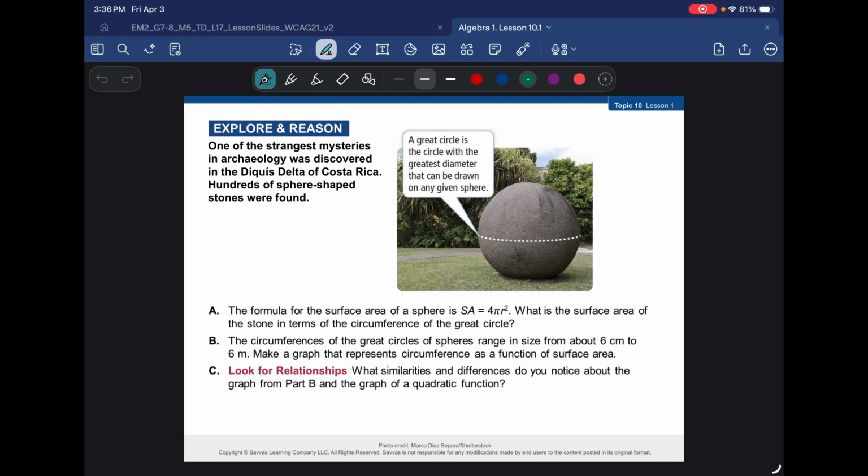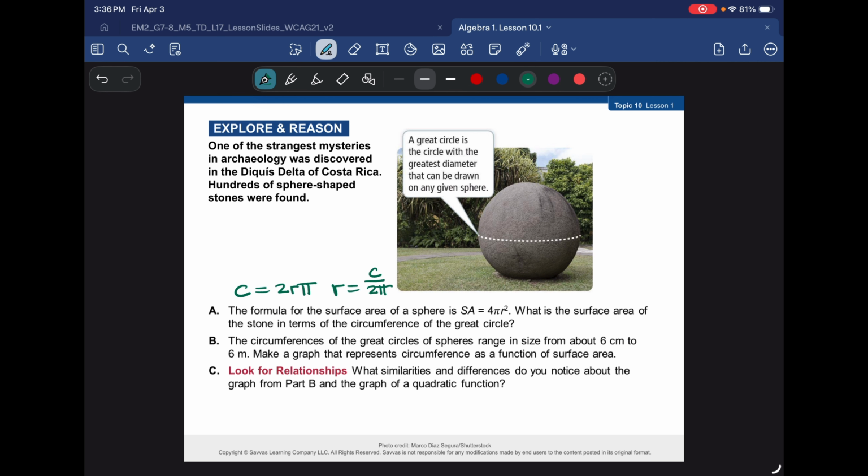Well, we have to remember what the circumference formula is. So if we remember, circumference is 2 times the radius times pi. And if we want to solve that equation for just the radius, we're going to divide both sides by 2 pi. So the radius would be the same as the circumference divided by 2 times pi.